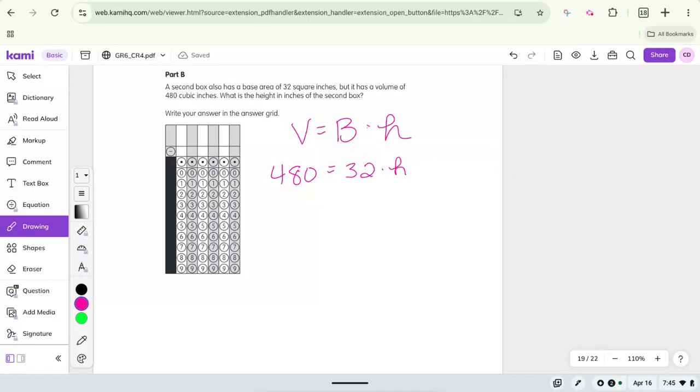So to solve for the height, I can simply divide both sides of my equation by 32, because dividing by 32 gets rid of a multiply by 32 on the right side, and 480 divided by 32 is 15. So the height of my new box, rectangular prism, is 15.